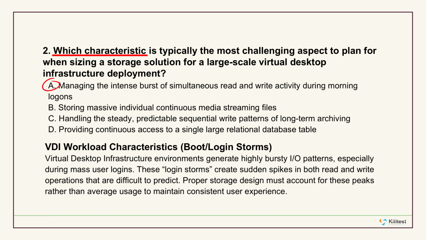Continuous media streaming, long-term archiving, and a single relational database, so options B, C, and D, they generally exhibit sequential or highly steady-state I/O patterns. Meaning they're consistent. Right. The storage controllers can easily cache, tier, and predict those patterns because they aren't wildly fluctuating.